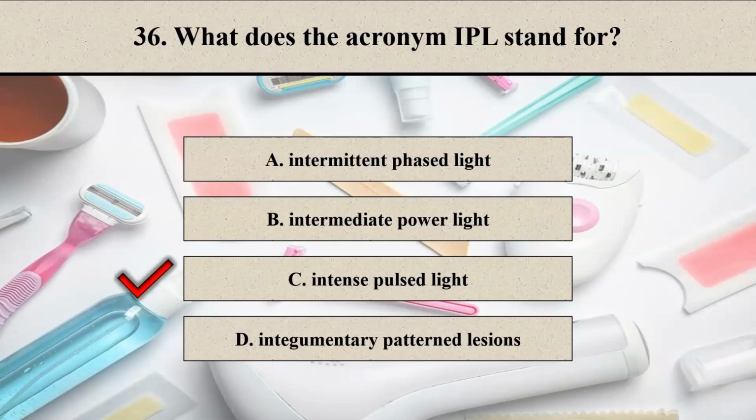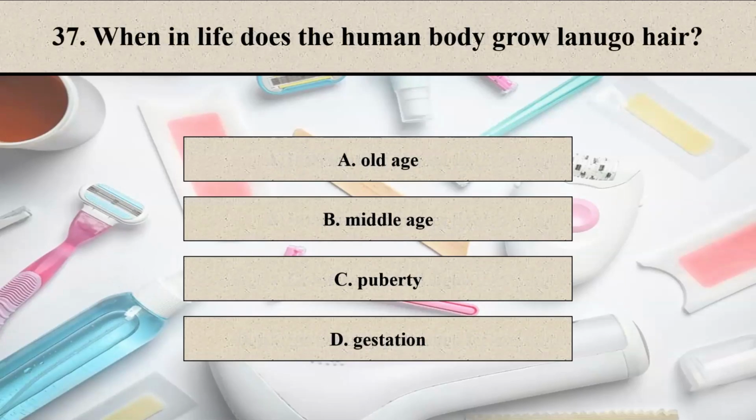If you chose C, intense pulsed light, you are correct. When in life does the human body grow lanugo hair? Is it old age, middle age, puberty, gestation?